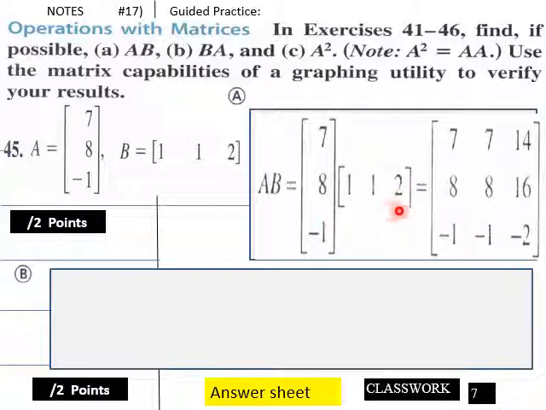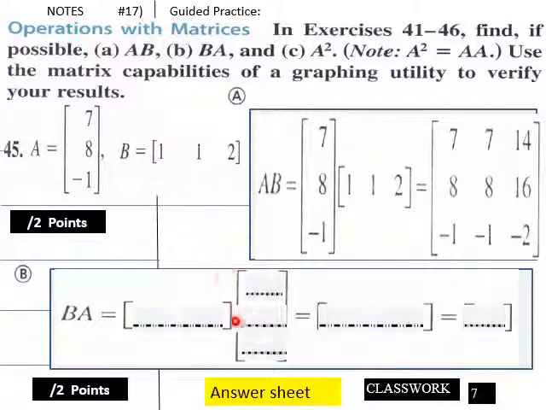Then -1 times 2 would give us this -2. So this is how we build a 3 by 3 from a 3 by 1 times a 1 by 3. We get this here. Now B times A, can we go back this way now? Use B as our multiplier for that.